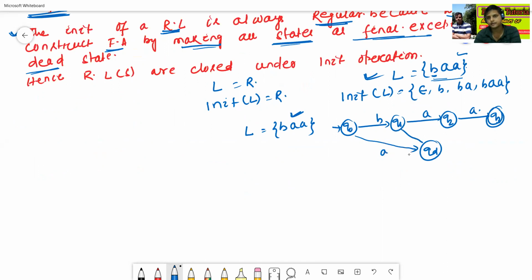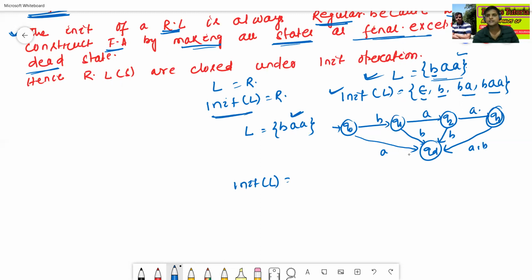This is A, this is B, this is B, this is A comma B. Now we'll construct the finite automata for init L. Init L is nothing but epsilon, B, BA, BAA. How to construct the finite automata for init L? By making all states as final.